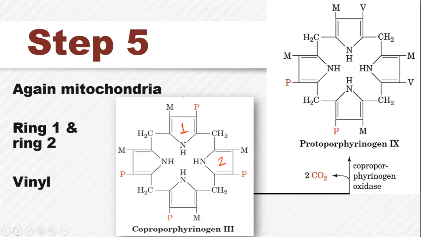Now you can look at the protoporphyrinogen 9. So in protoporphyrinogen 9, in ring 1, instead of propionyl it is vinyl group. Here also in ring 2, this is a vinyl group. So a gross change is there, but not in all 4 rings, only in ring 1 and ring 2. This is the variety called protoporphyrinogen 9. So coproporphyrinogen oxidase can also be known as protoporphyrinogen 9 synthase. With this we will proceed to the next step.